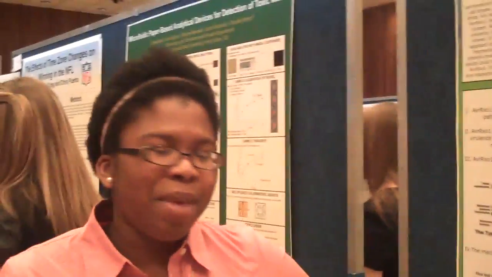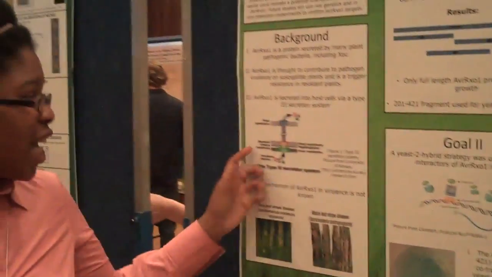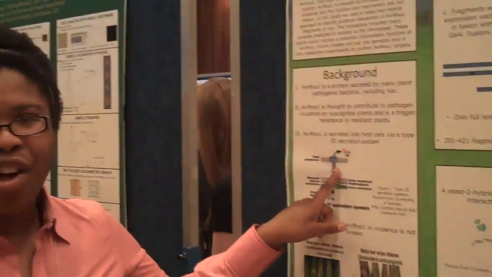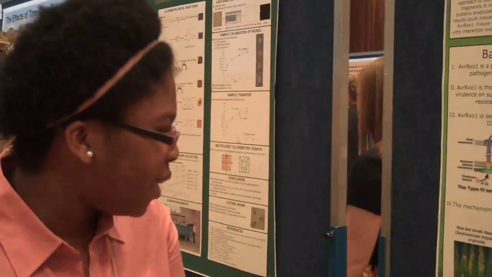Also, XOC uses a type 3 secretion method to secrete ABRXO1. And what a type 3 secretion method means is that you have the bacteria right here, and it's pretty much injected a needle directly into the host membrane. So unlike any other bacteria, it goes directly into it.